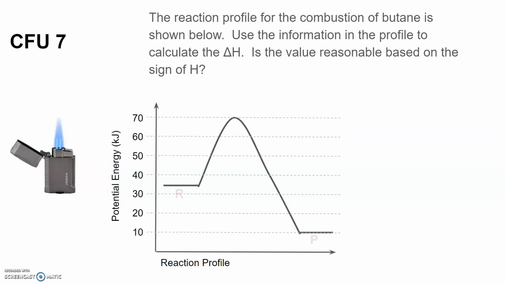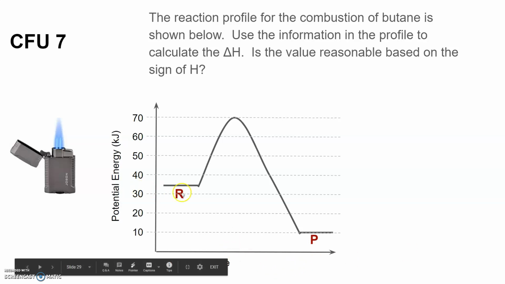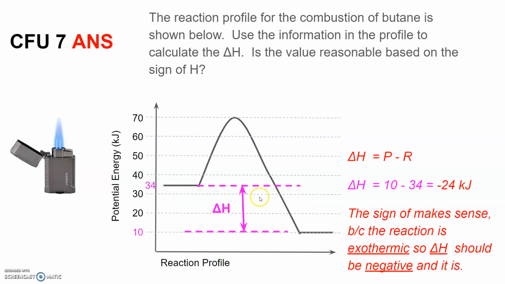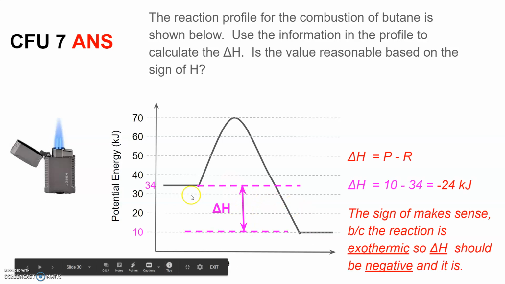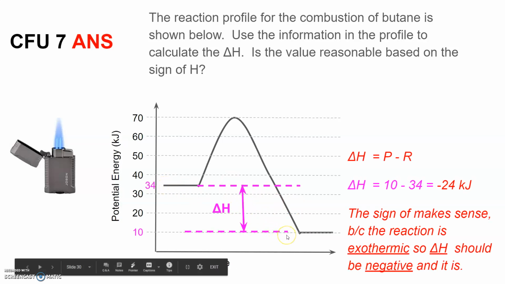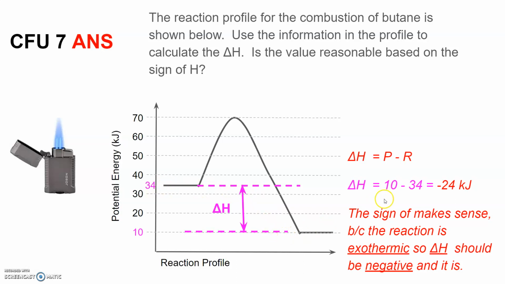So remember, the delta H is the difference in energy between the reactants and the products. The reactants are going to be that first flat line, and the products will be the last flat line. Essentially, you just take the difference between these two energies. The reactant is at 34 kilojoules. The product is at 10. So it's going to be 10 minus 34. It's always products minus reactants. And we get negative 24. This sign makes sense because this is an exothermic reaction, so delta H should be negative, and it is.